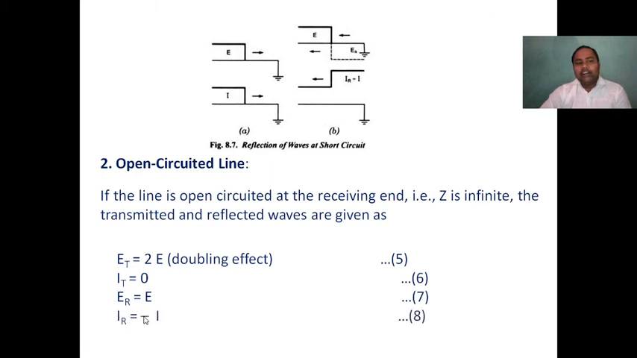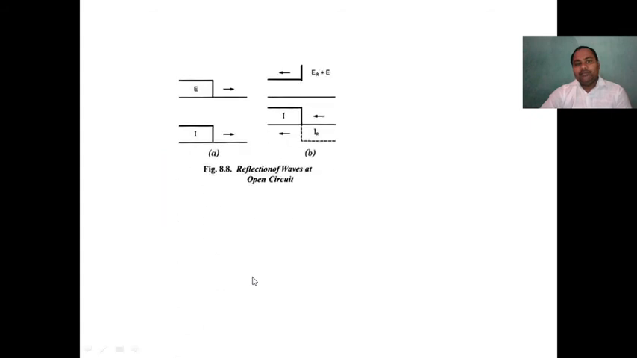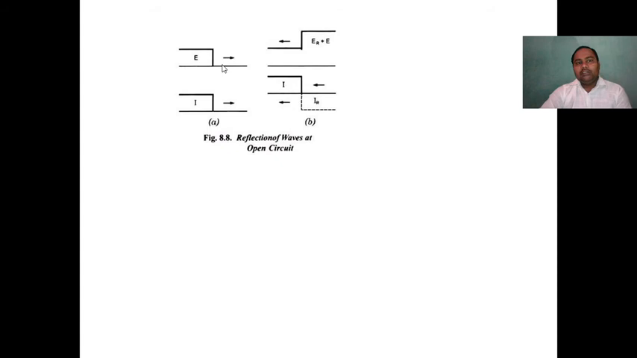The reflected current is minus I, because when the wave is traveling from sending end to receiving end, there is no path. That wave again travels from receiving end to sending end, so definitely it will have a negative sign. Reflected current IR is equal to minus I. So these are the waves. Incident voltage and incident current travel from sending end to receiving end, but in case of voltage, at the receiving end the voltage rises to 2 times of V because of the doubling effect, the reflection of waves at open circuit.